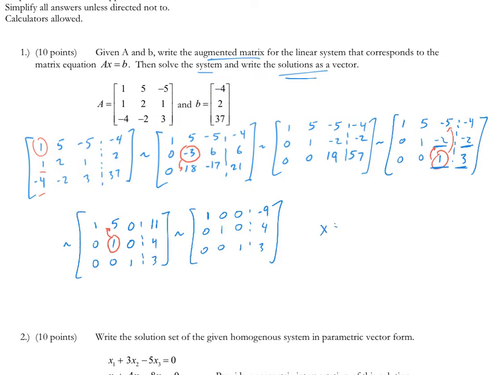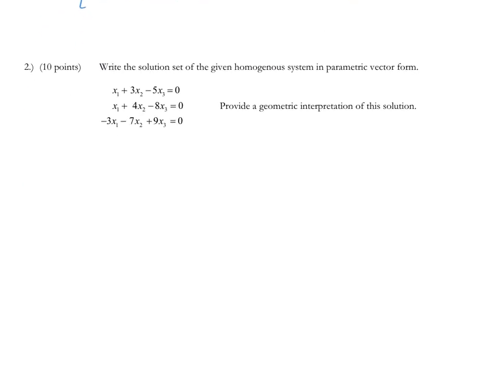So we're going to go x equals. My solution vector is negative 9, 4, and 3 is the bottom entry. All right, now moving on to problem number 2.